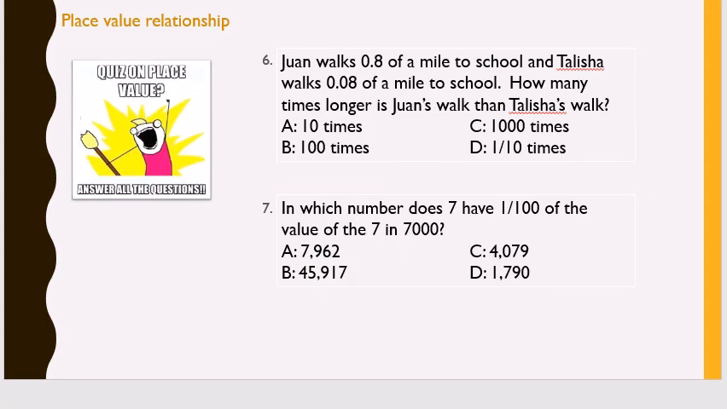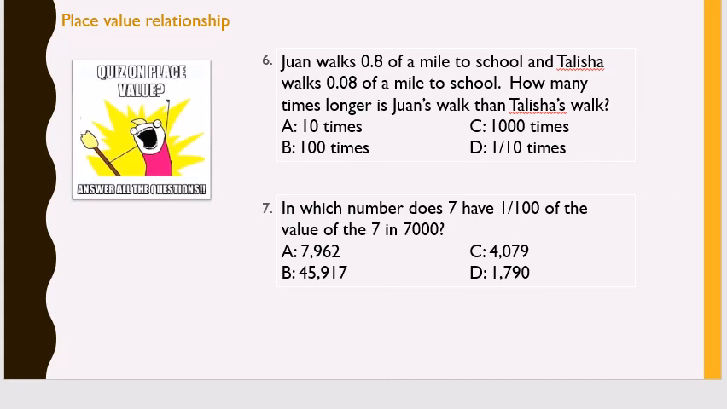All right, moving right along, we have place value relationship. Quiz on place value. Answer all the questions. Number 6. Juan walks 8/10 of a mile to school, and Talisha walks 8/100ths of a mile to school. How many times longer is Juan's walk than Talisha's walk? A, 10 times, B, 100 times, C, 1,000 times, D, 1/10 times.